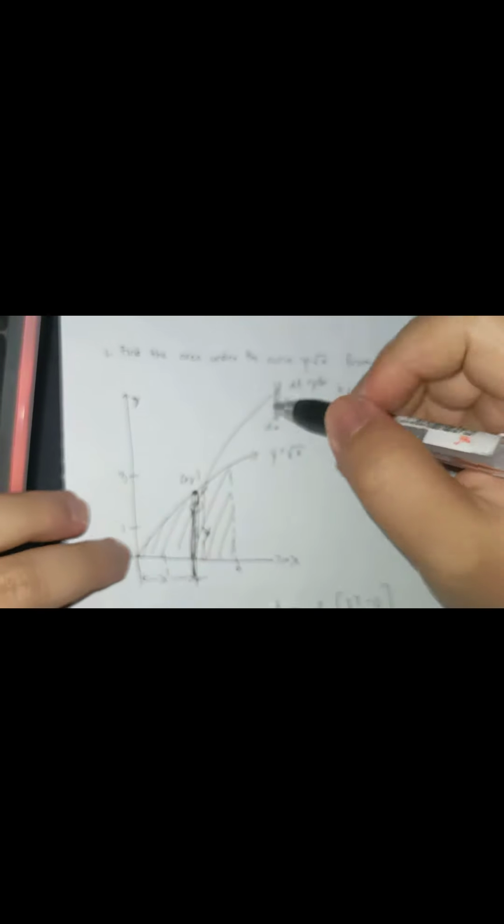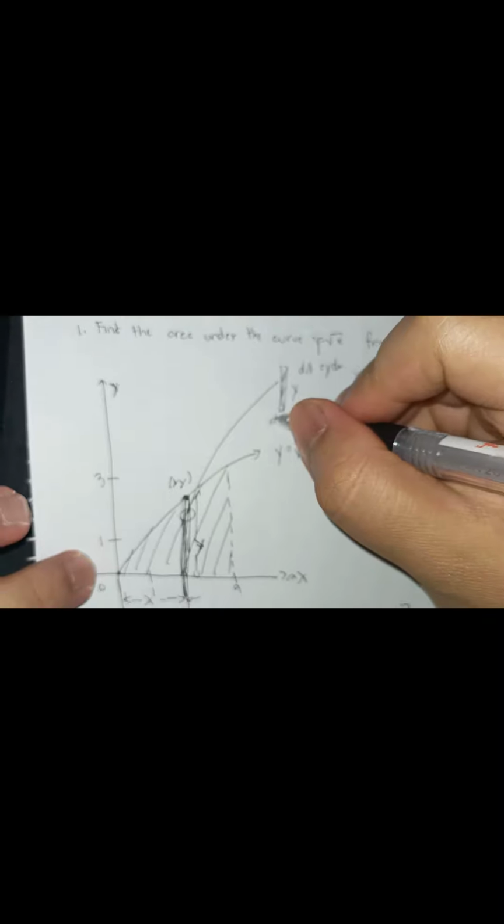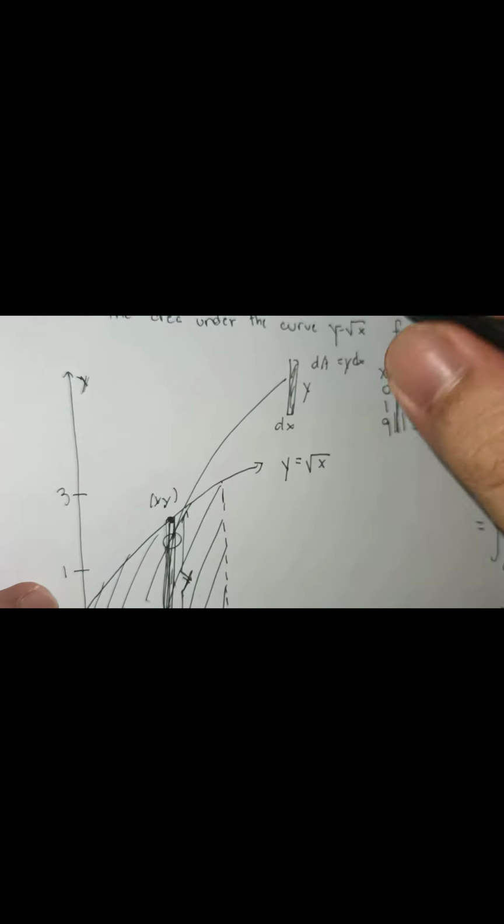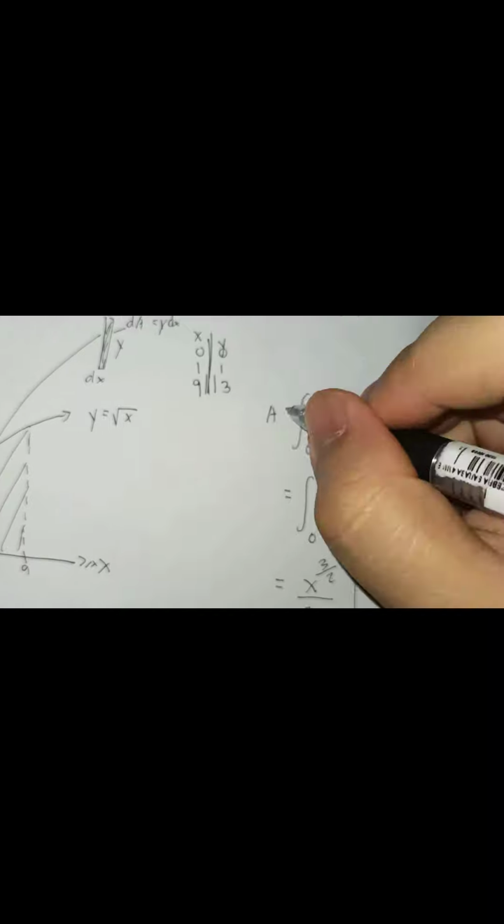Now after that, we just take out our vertical strip and label it here with its thickness once again as dx and height y. Consider this as your differential area, which equals y dx. After that, this is our area now: A equals the integral of y dx from 0 to 9.